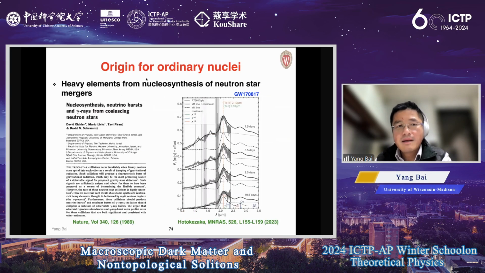But for heavy elements, in ordinary nuclei, I think in the last few years, especially after the gravitational wave event in 2017, the neutron star binary merger, it nicely demonstrated the following statement. If you look at an earlier paper, like 1989, by those gentlemen, they predicted that neutron star mergers can potentially explain the heavy elements through the so-called r-process, the rapid neutron capture process, as a way to explain the heavy elements in our Milky Way galaxy.